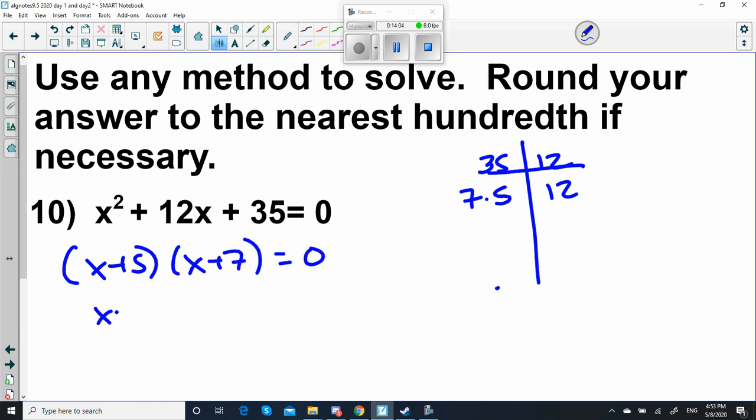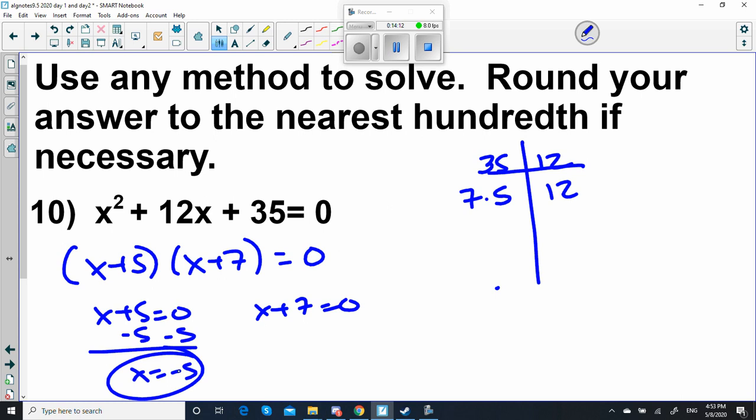So now I just set the parentheses equal to 0 and solve both of those little one-step equations. So I'm subtracting 5. So negative 5 is my first root or solution. And I subtract 7 on both sides. Negative 7 is my other. So I have two solutions there. And I didn't have to round because it factored. And I didn't have to use quadratic formula. But if I did use quadratic formula, it would work. If I graphed it, I would still get negative 5 and negative 7. If I used the formula on it, I would still get negative 5 and negative 7 if I did it correctly. You can use any method. You should still get the same answer.